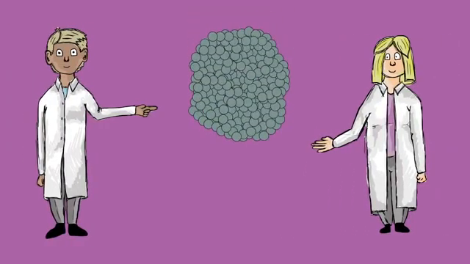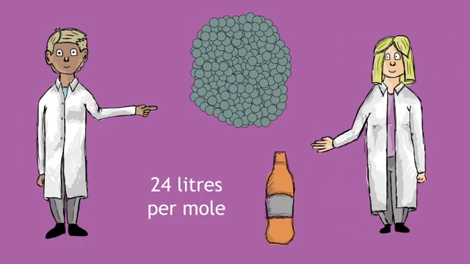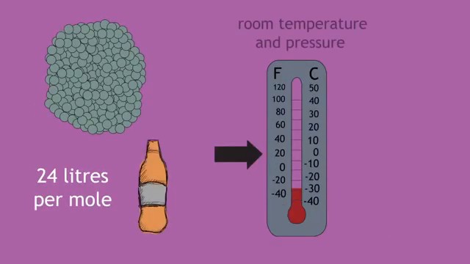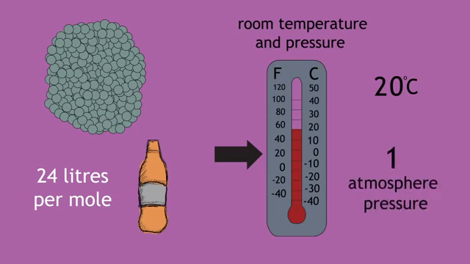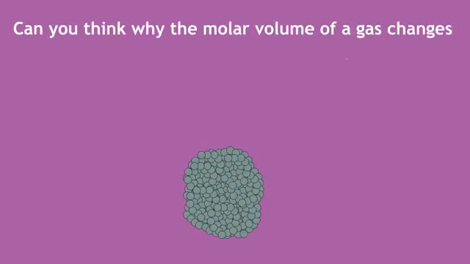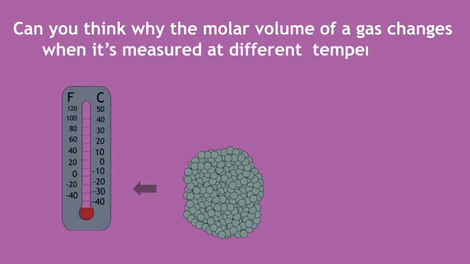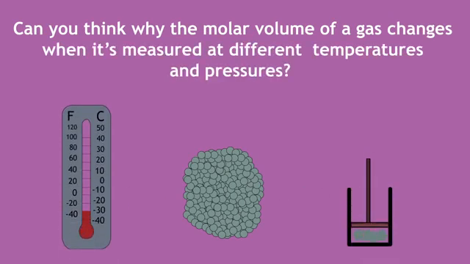Scientists also quote molar gas volumes at 24 litres per mole, but this is at room temperature and pressure, which is 20 degrees centigrade and 1 atmosphere pressure. Can you think why the molar volume of a gas changes when it's measured at different temperatures and pressures? Pause, think, and continue when you're ready.